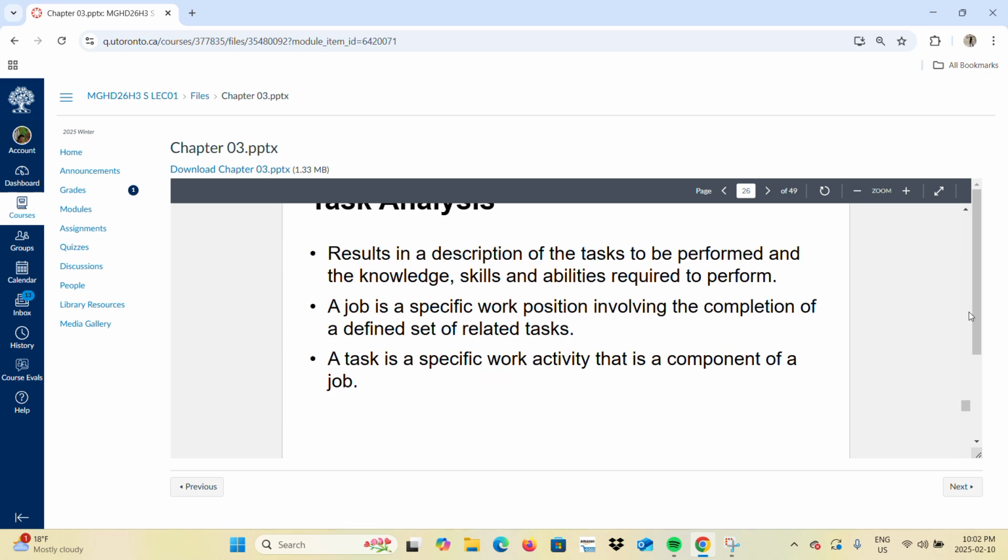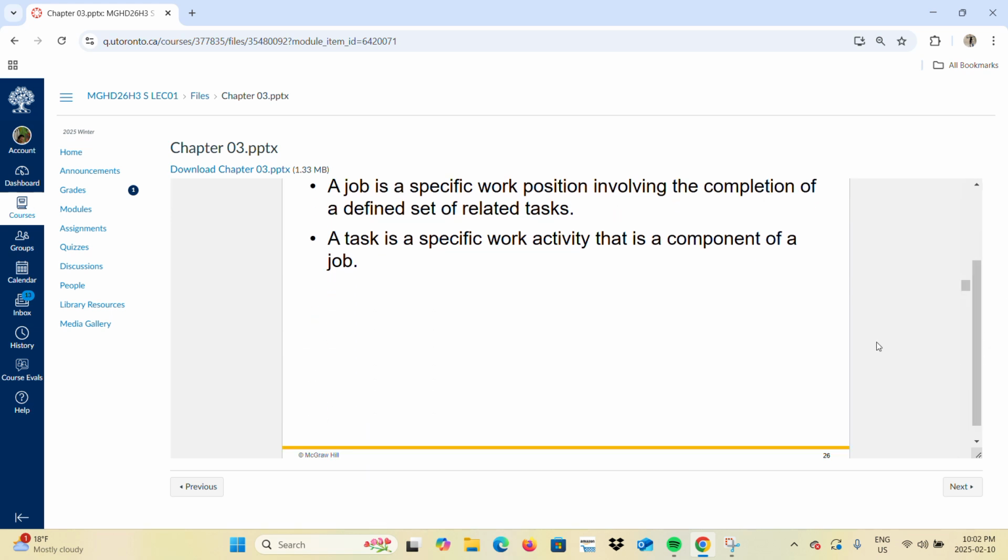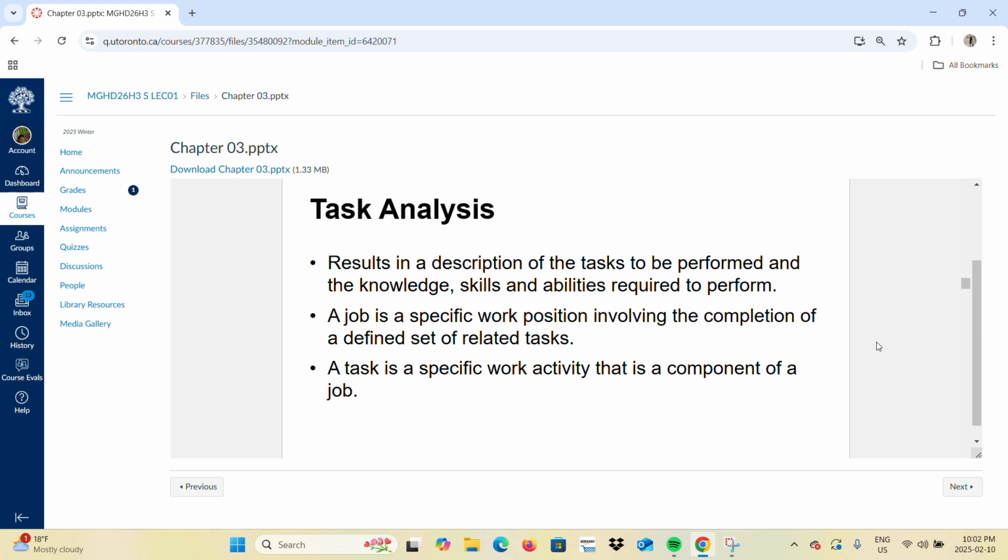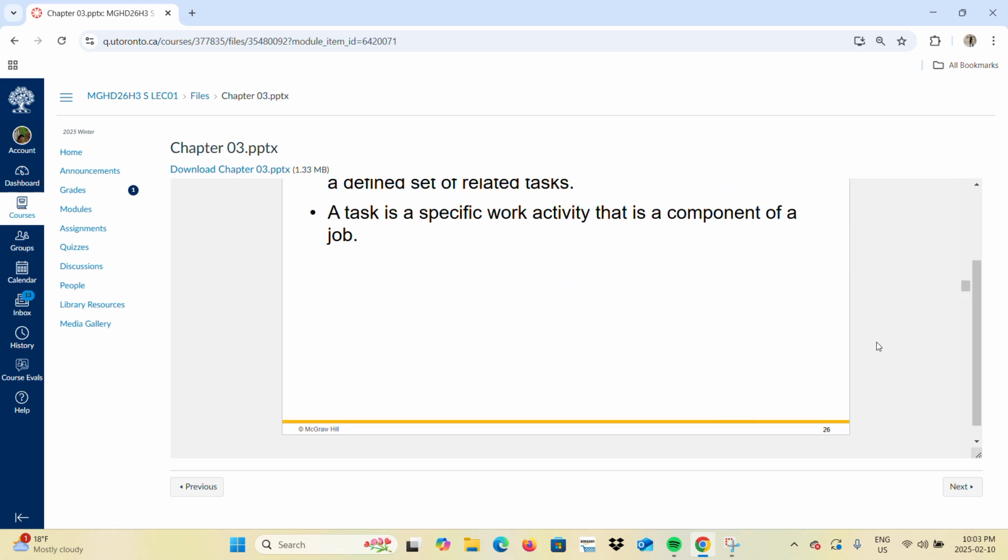Now, looking at task analysis. This is the result in a description of the task to be performed and the knowledge, skills, and abilities required to perform it. A job is a specific work position involving the completion of a defined set of related tasks. A task is a specific work activity that is a component of a job. It's under the job.